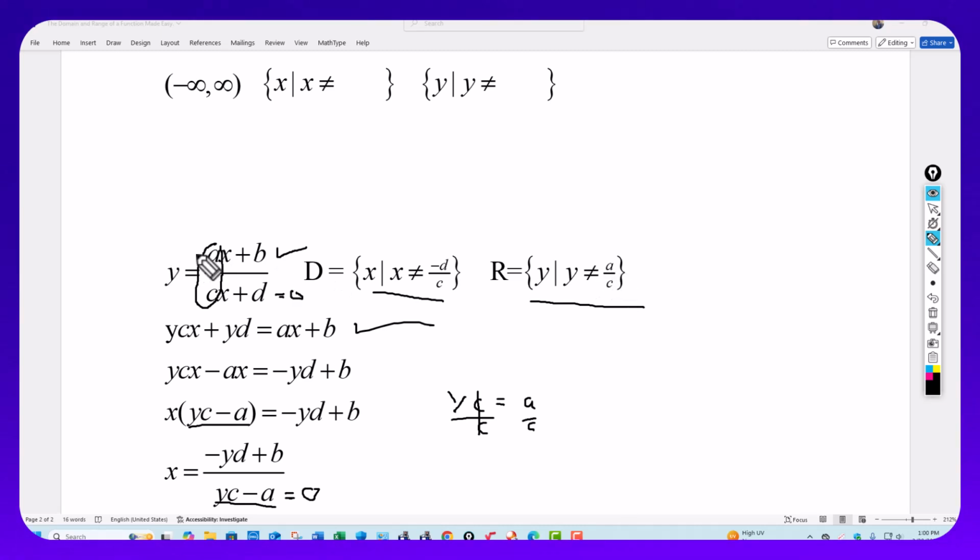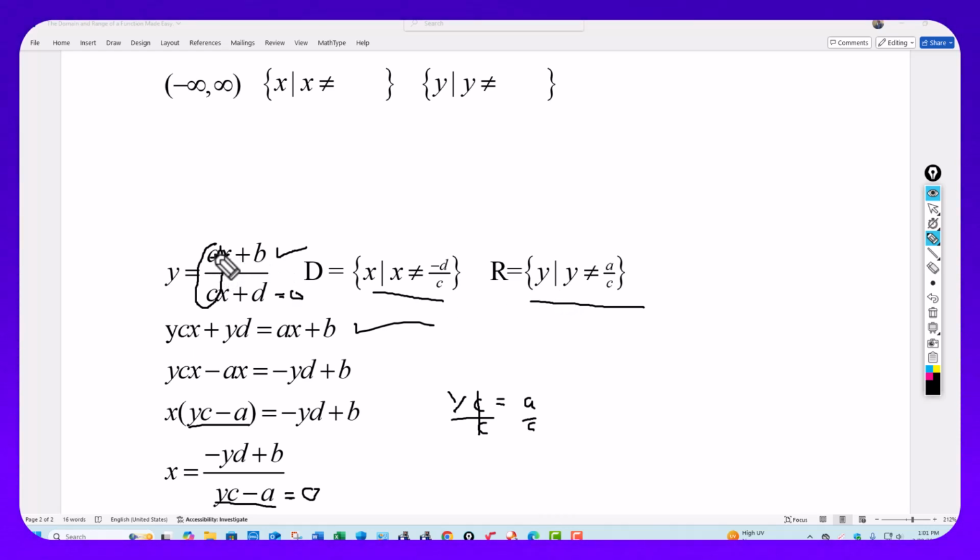Now, you have to have a linear factor for sure in the denominator. If a is equal to 0 and you only have a constant on top, no x, so the a is 0. So y cannot equal 0 over c. The restriction is going to be 0 whenever the a is not there.